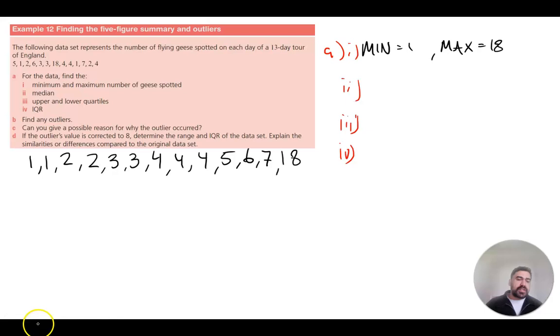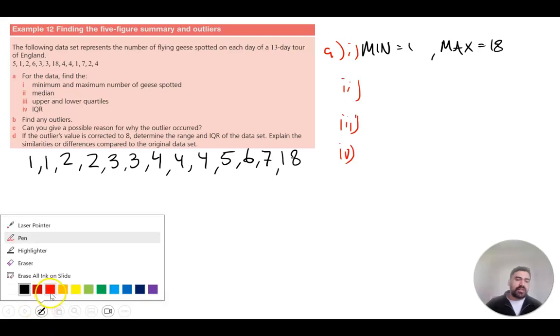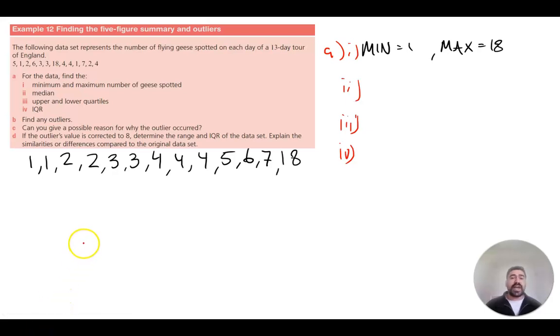The median for this case, because there are 13 values, we are looking at the 7th value. Now, if the number is odd, I just add 1 to it and then divide it by 2. So 13 plus 1 is 14. Divide that by 2 is 7. 1, 2, 3, 4, 5, 6, 7. That right there is our median. So median is equal to 4.